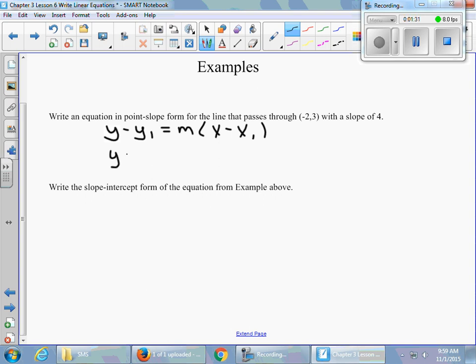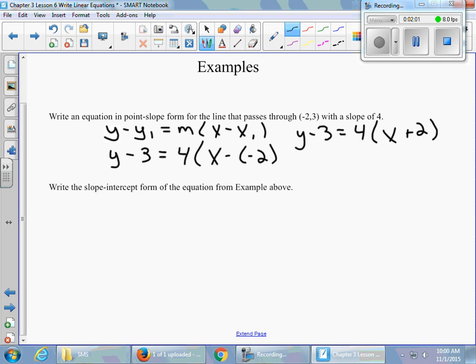We take y minus our y, which is 3, equals m. m equals our slope, which is 4. And we have x minus our x1, which is -2. And we can clean that up just a little bit. We'll have our y minus 3 equals 4 times x, and then a minus is a positive, so we have plus 2. And that is our point slope form right there.